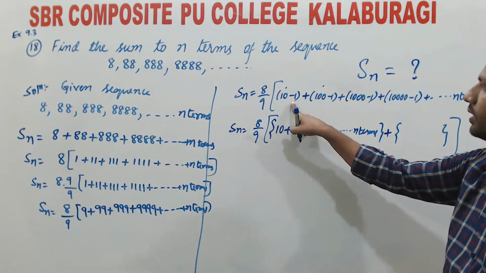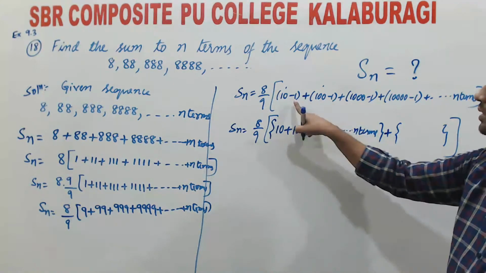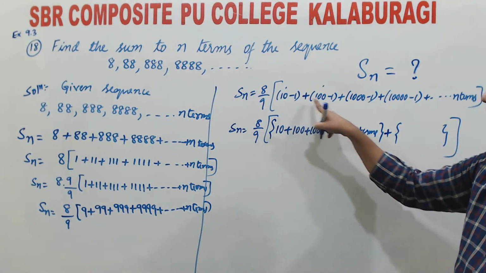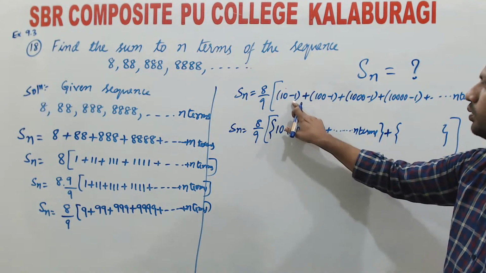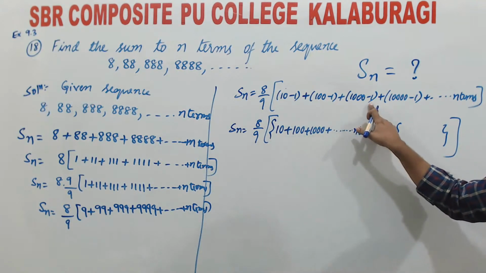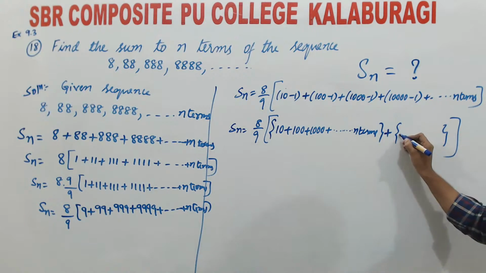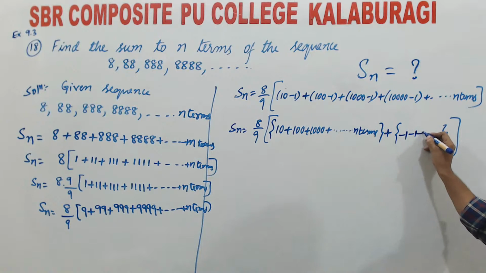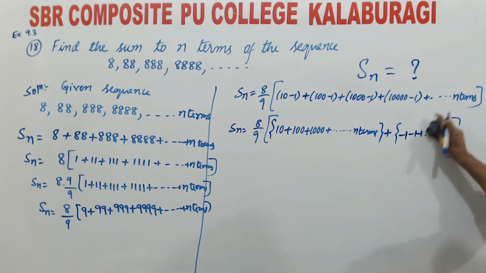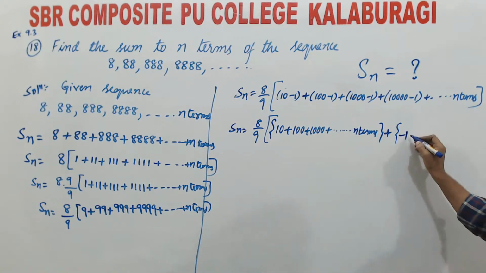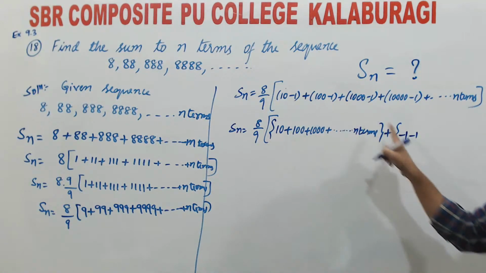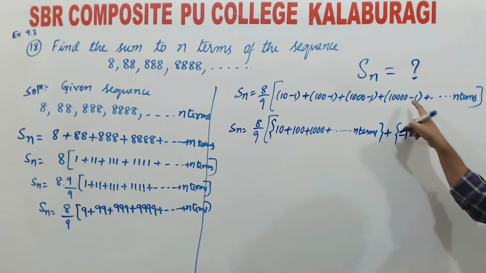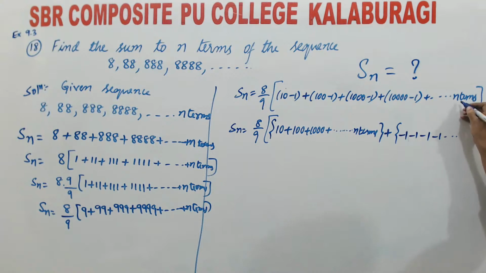Next, in the second bracket, what are the second terms of each bracket there? Second terms are minus 1, here also minus 1, here also minus 1, here also minus 1. Let me write the second bracket: minus 1, this minus 1, next minus 1, so on up to n terms. The first bracket's minus 1, second one minus 1, third bracket minus 1, fourth bracket minus 1, so on up to n terms. Okay, this is the second bracket.